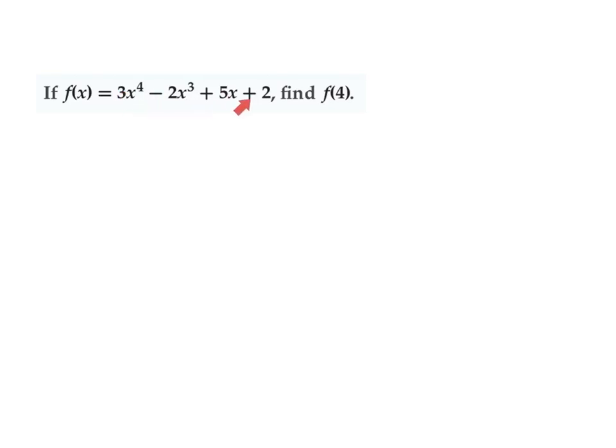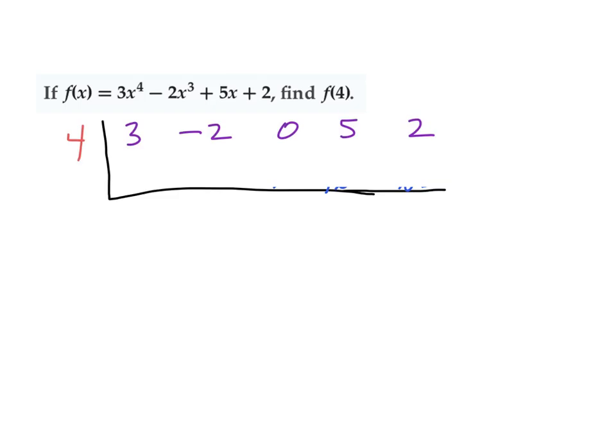Okay, when I set up my dividend for synthetic division, what's it going to look like? Why is it not 3, negative 2, 5, 2? Yes? You have to put 1 in for x squared. Right. I don't have an x squared in here, so I got to have a 0. So my setup for synthetic substitution is going to look just like this.